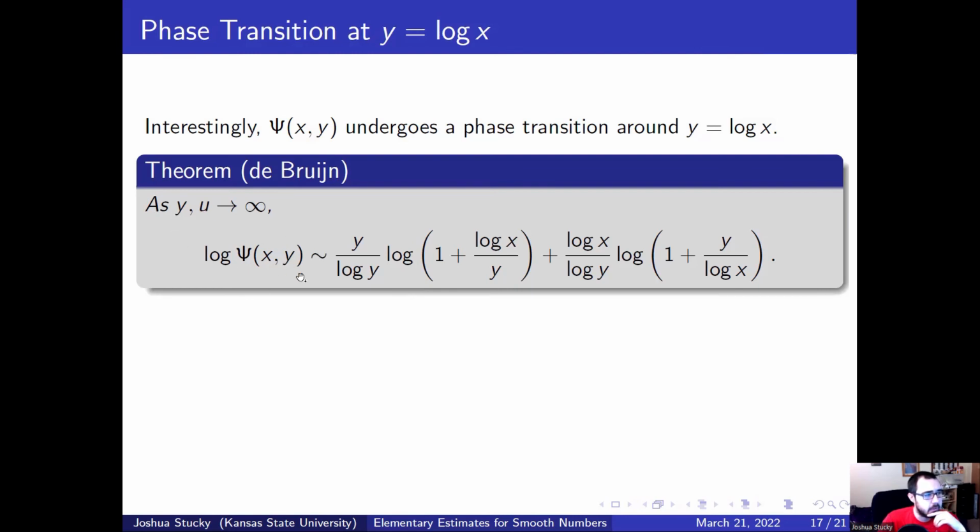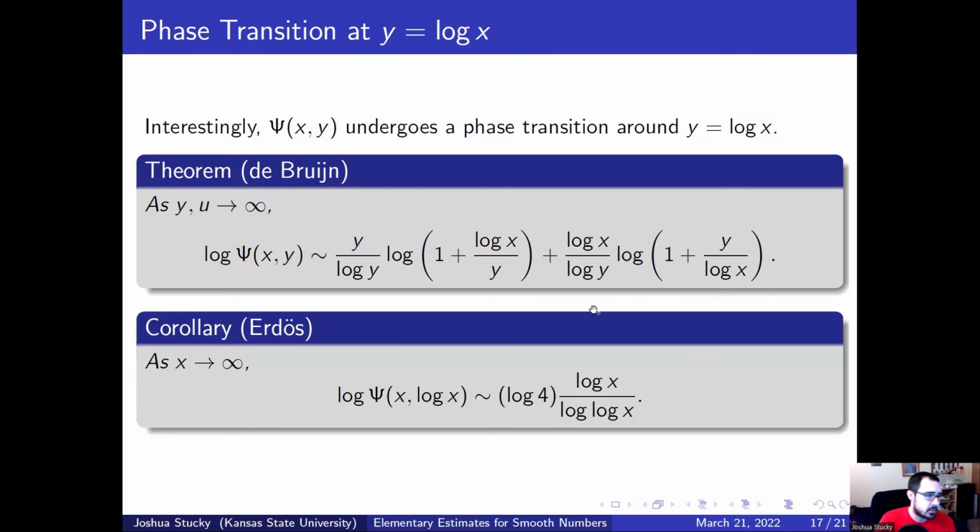So as y and u go to infinity, the log of the counting function is asymptotic to this expression. And you can see that depending on whether y over log x goes to 0 or it goes to infinity, that changes the asymptotic, right? If log x over log y goes to infinity, this second term dies away. So I'm just asymptotic to this thing. But if y over log x goes to infinity, this first term dies away, and I'm left with this asymptotic. So it really depends on if y is greater than log x or less than log x, or what their asymptotic differences are.